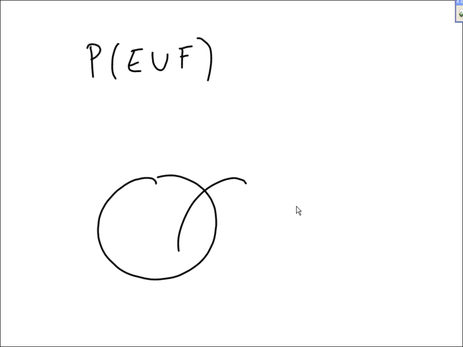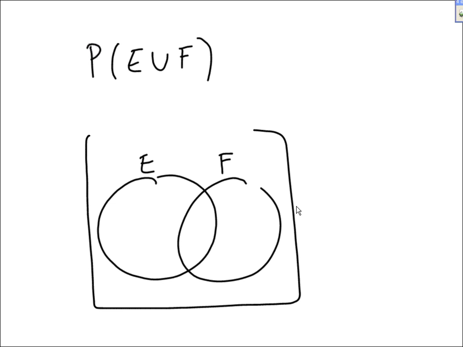proposition. The third proposition is very important. It's just going to come up time and time again. What is the probability of E union F? Here's E, here's F, here's everything.